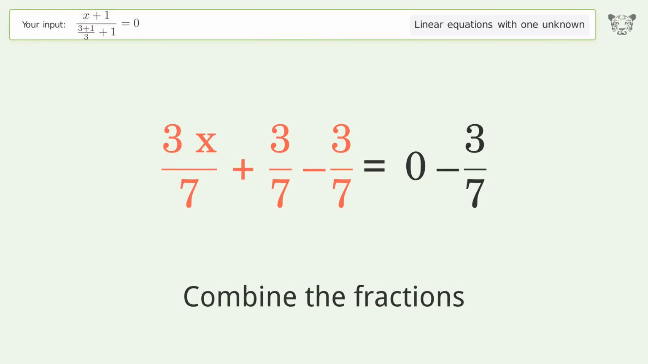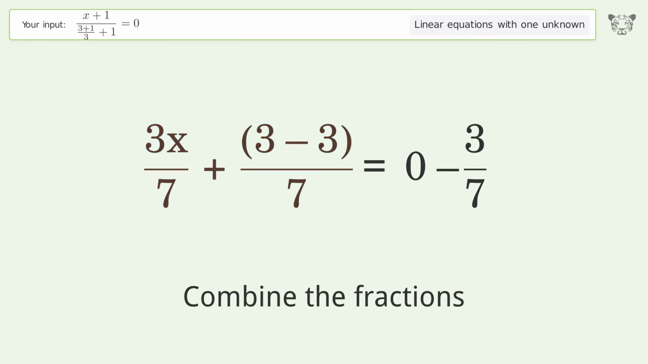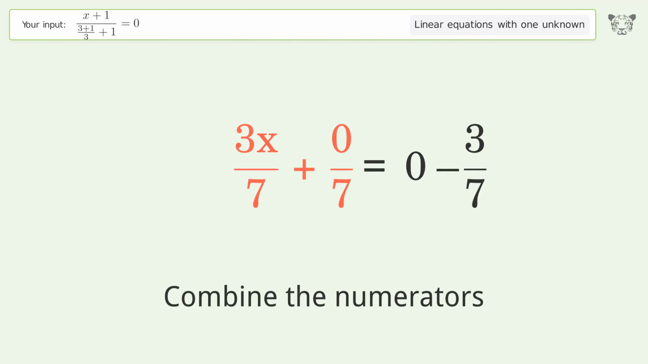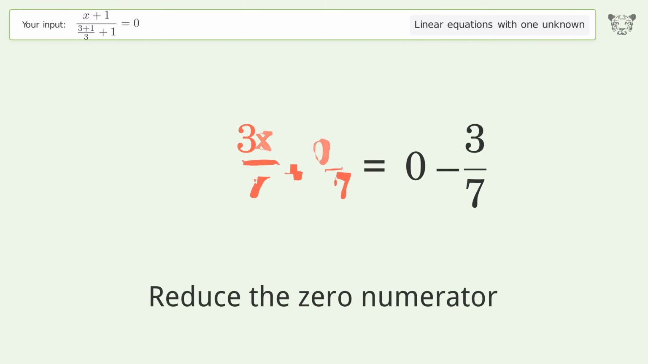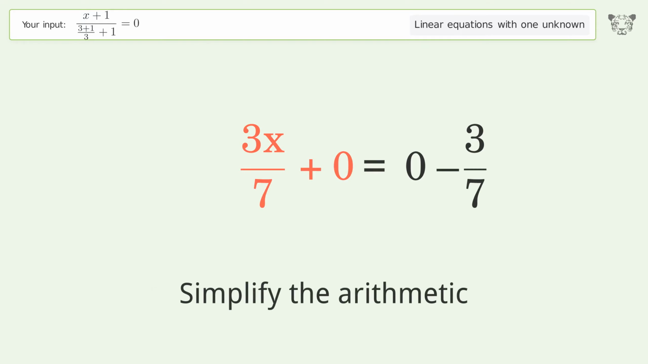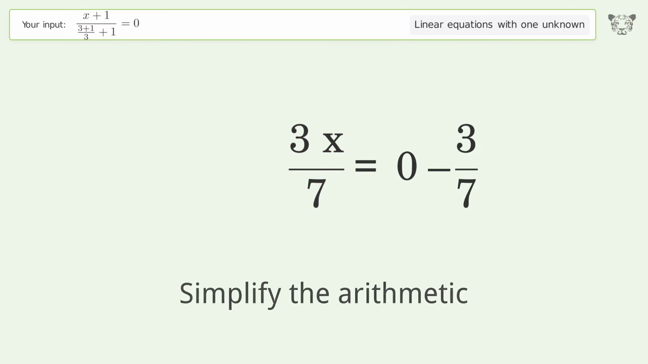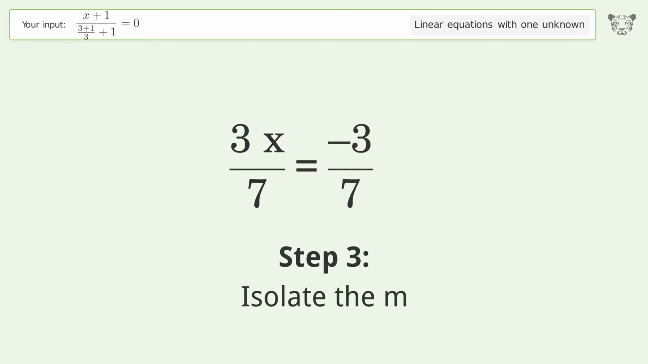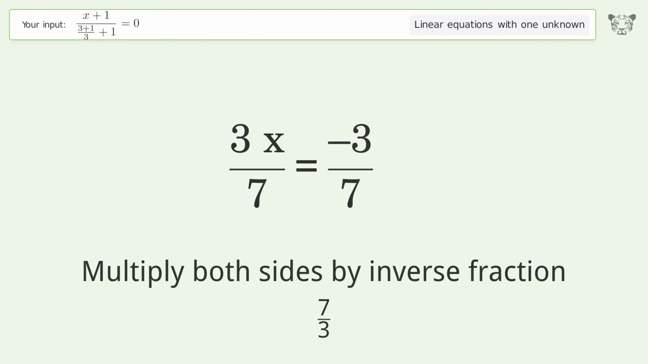Combine the fractions. Combine the numerators. Reduce the zero numerator. Simplify the arithmetic. Isolate the m. Multiply both sides by inverse fraction 7/3.